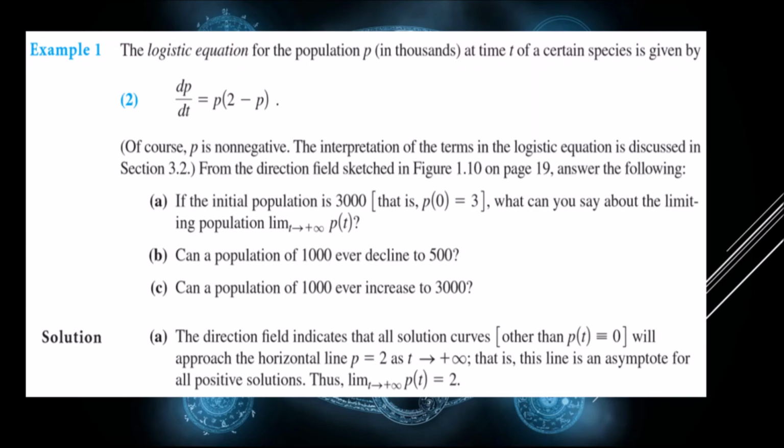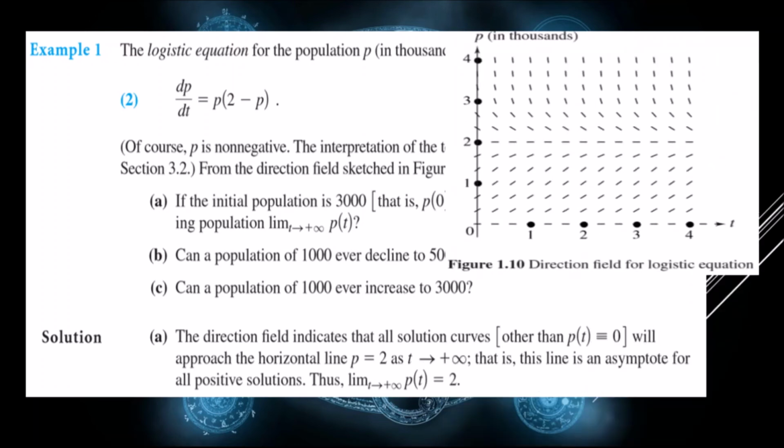Letter B. Can a population of 1,000 ever decline to 500? Letter C. Can a population of 1,000 ever increase to 3,000? Figure 1.10. Direction field for logistic equation.